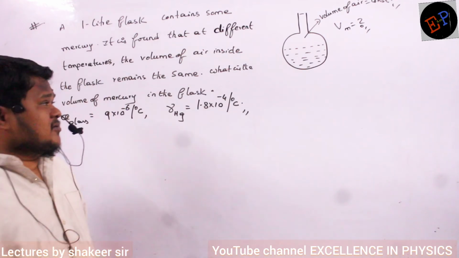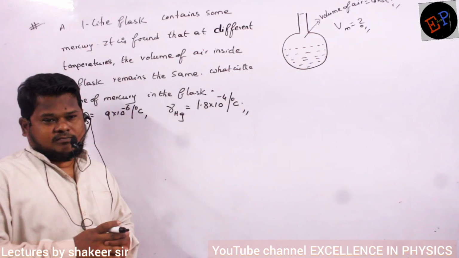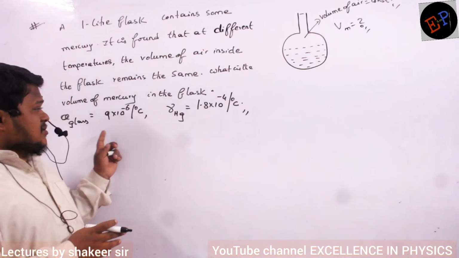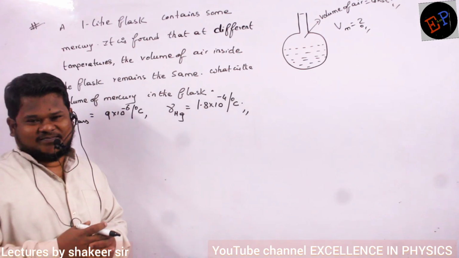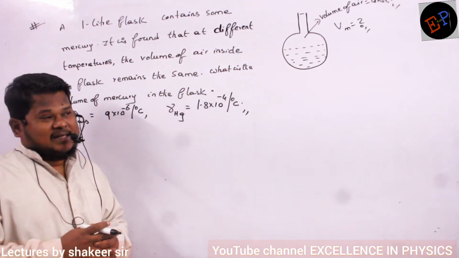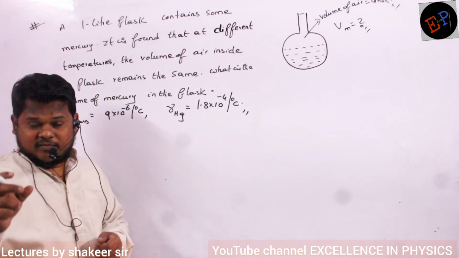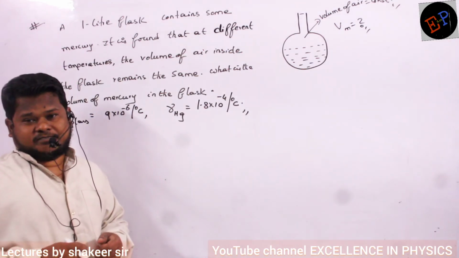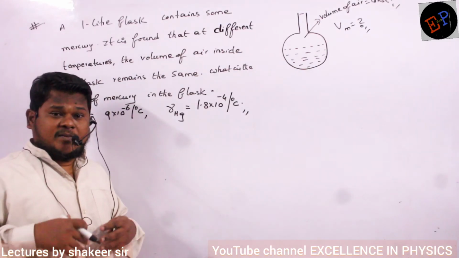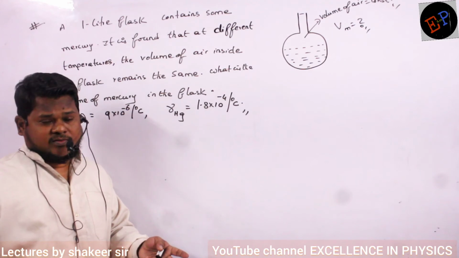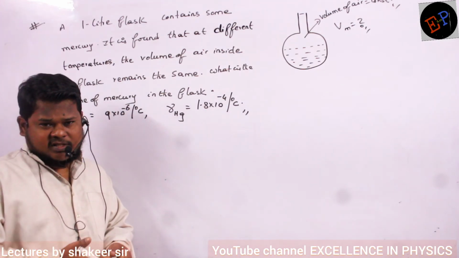Now in which condition can the volume of air remain constant? That is what you have to think. But alpha values are given, no? It means definitely they will expand. When the expansion of glass and the expansion of mercury are equal. What is the amount of expansion in the glass flask? If the expansion in mercury is the same, then the volume of air always remains constant.